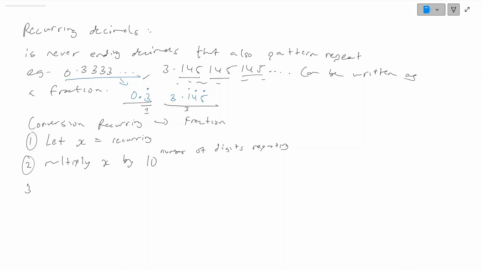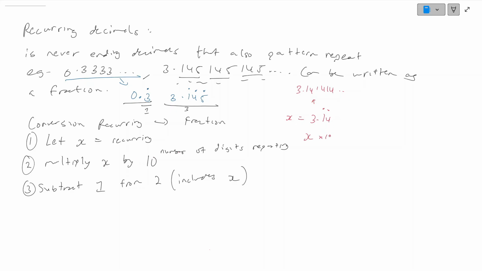Once that's done, step 3 is you subtract 1 from 2. And that subtraction also includes our x. So let's look at this with an example of 3.14 with 2 digits that are recurring. This just tells you that the number is 3.141414 forever. We'll start off by letting x equal that recurring number. So x is equal to 3.14 recurring. Then we multiply x by 10 to the power of the number of digits that are recurring. Here there are 2 digits that are recurring. Therefore, I'll multiply x by 10 to the power 2.